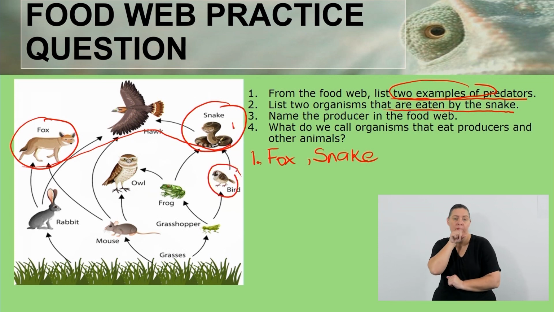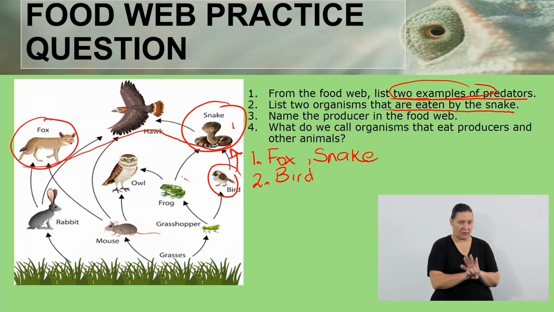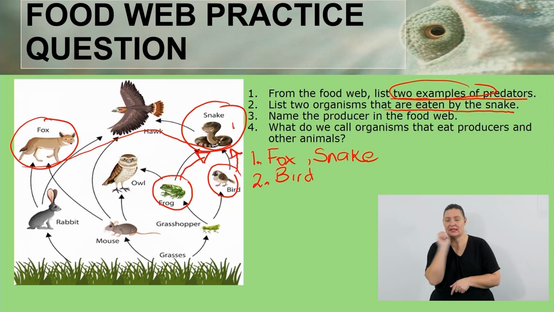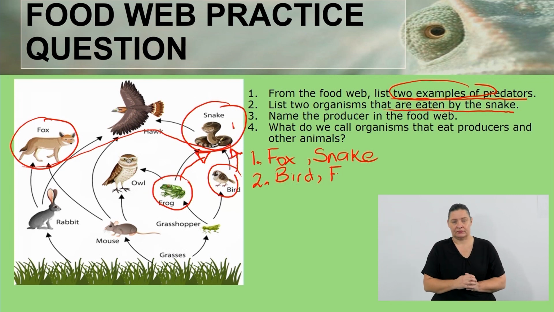If you look at the bird, there is an arrow that shows the transfer of energy from the bird to the snake. So that is our first example, or the first organism that is eaten by the snake. So that is the bird. And then when we look at our second example, it is the frog, because there's an arrow going towards the snake, which shows us that the energy is moving from the frog to the snake. So our second organism is the frog.